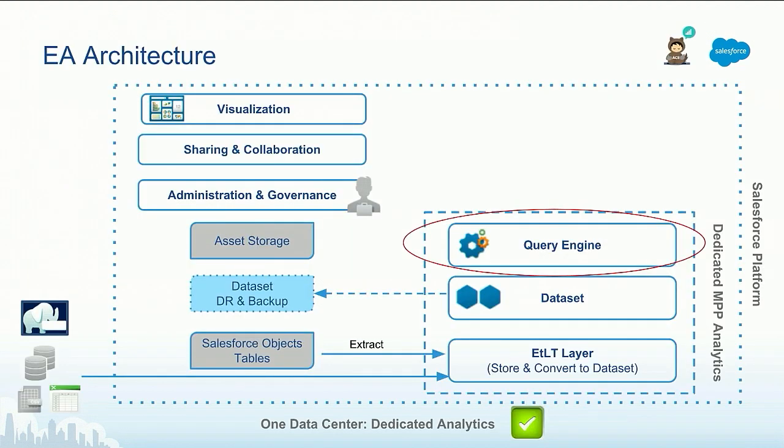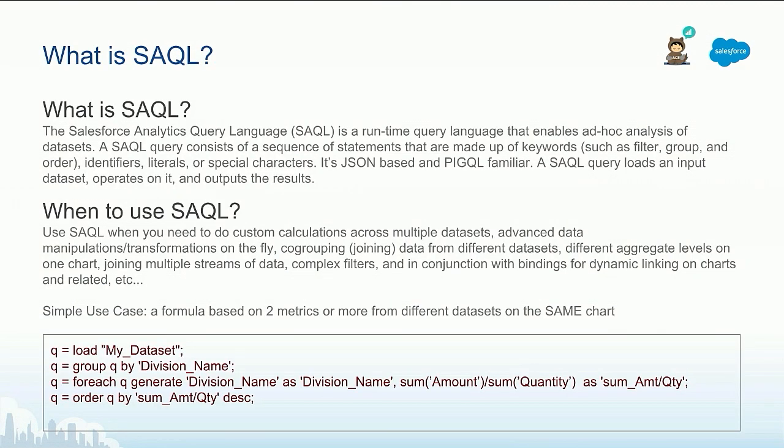Now SAQL is pretty much at the query engine layer. So it is higher than the datasets and the ETL layer. It is in the dashboard, and that's pretty much what we talk about when the steps get executed. They hit the query engine, which translates the query, gets the data and sends it back to the dashboard. So SAQL is pretty much writing in the query engine language. And SAQL stands for Salesforce Analytics Query Language.